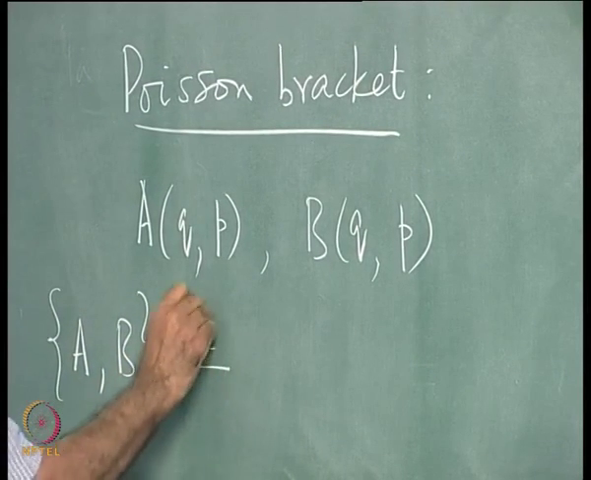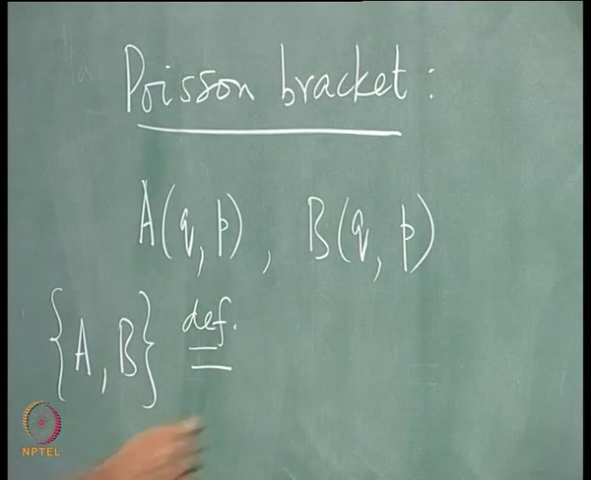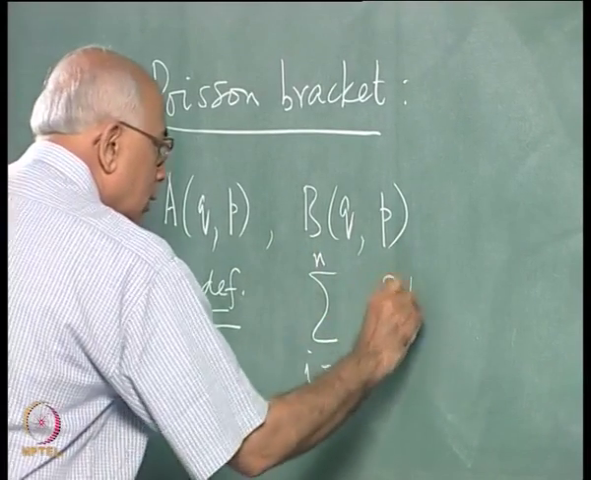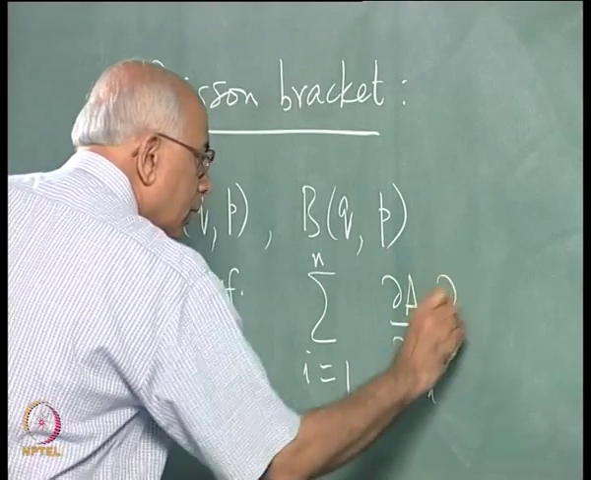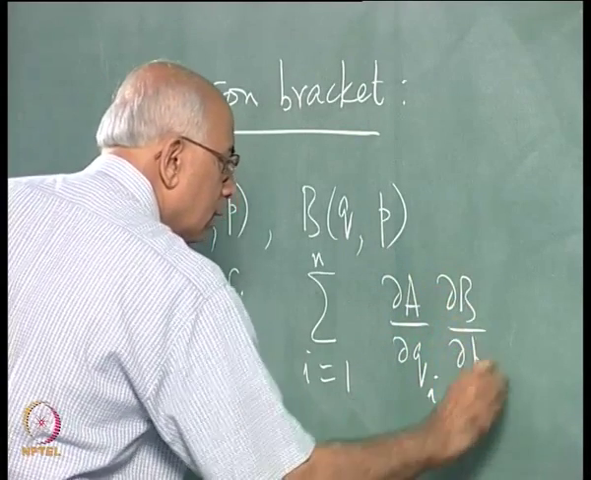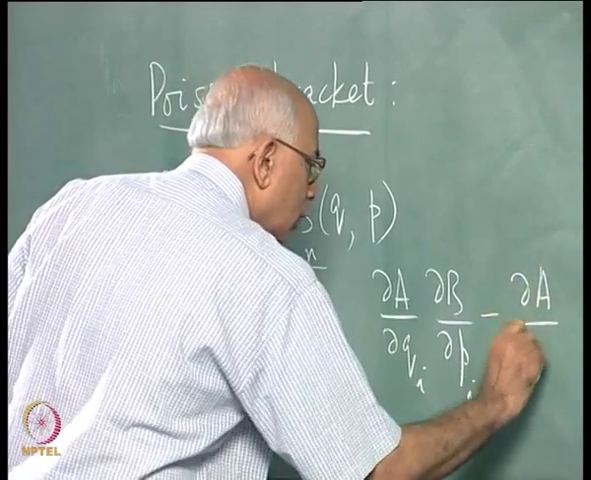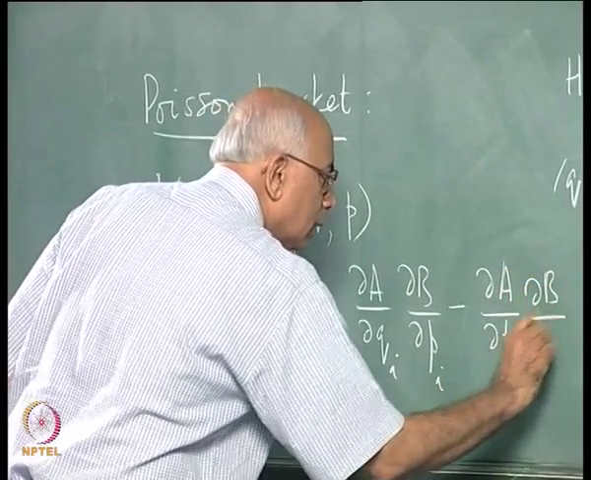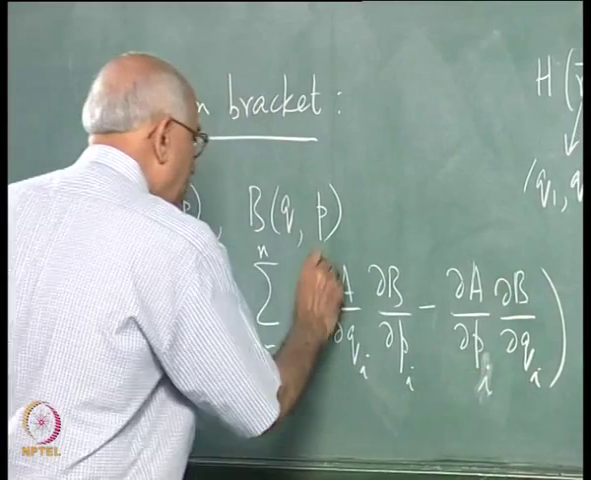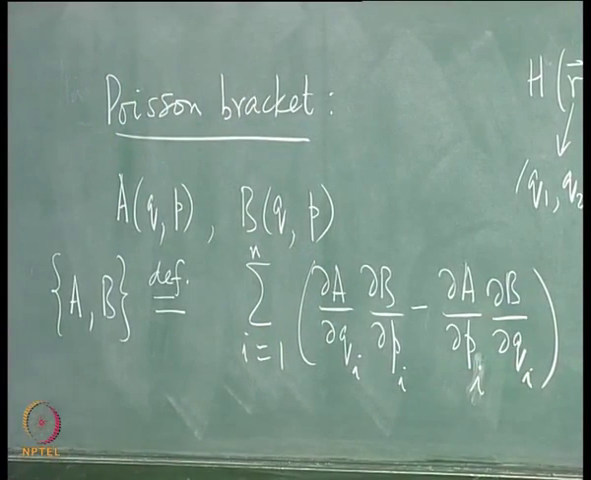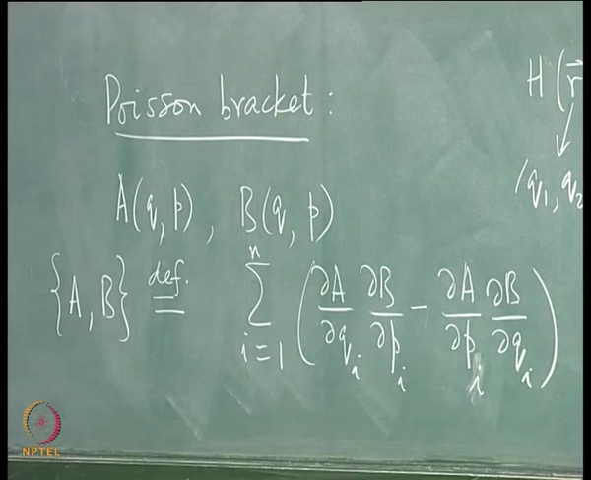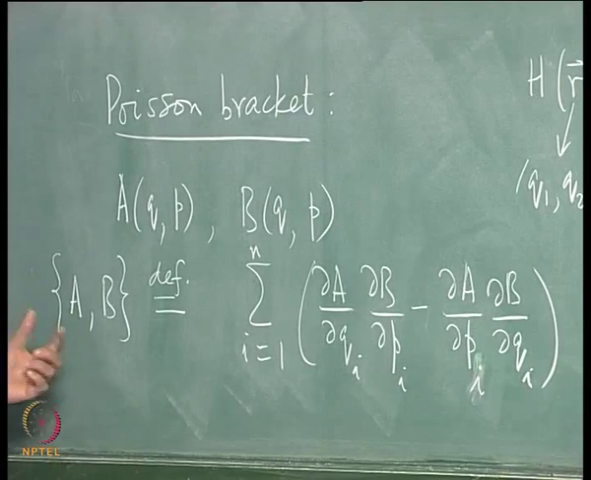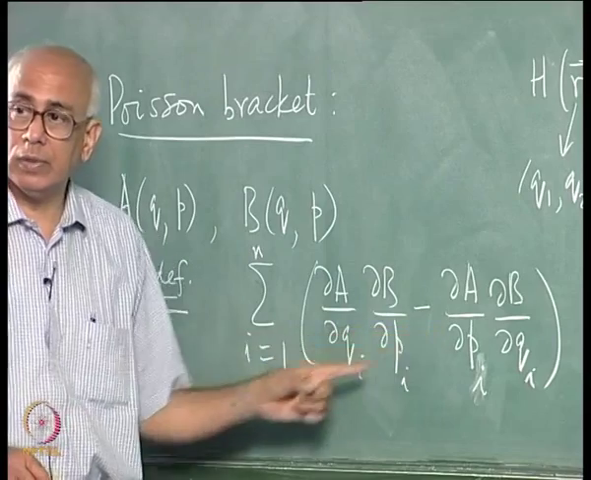And by definition, it is equal to a summation over all the degrees of freedom, 1 to n, of delta A over delta Qi, delta B over delta Pi, minus delta A over delta Pi, delta B over delta Qi. This is the definition of the Poisson bracket of A with B. We need to understand a little more about the structure involved here, but it is these partial derivatives in this particular combination.